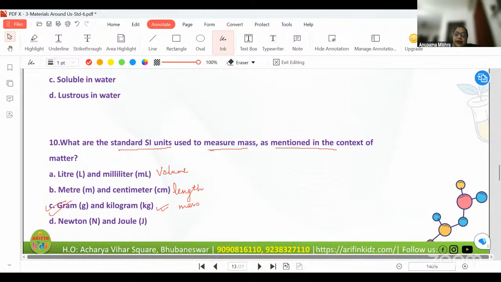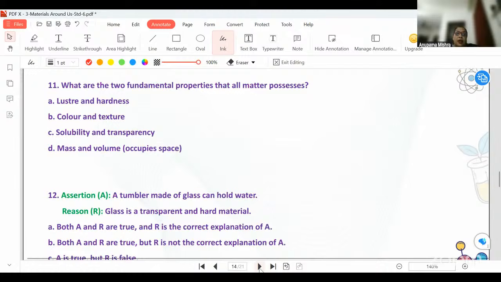Now let us go to the next question. Question number 11. What are the two fundamental properties that all matter possesses? We can easily find out that yes, this is a matter. Two properties. Luster and hardness. Remember children, I'm talking about only matter. I'm not talking about any material. I'm talking about matter which possesses.